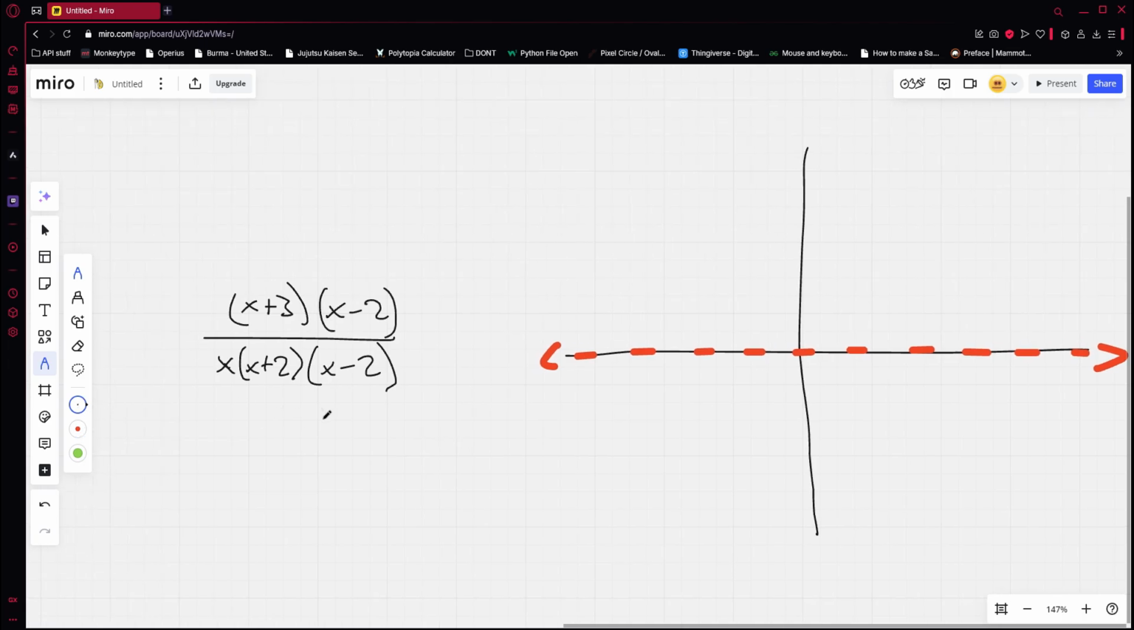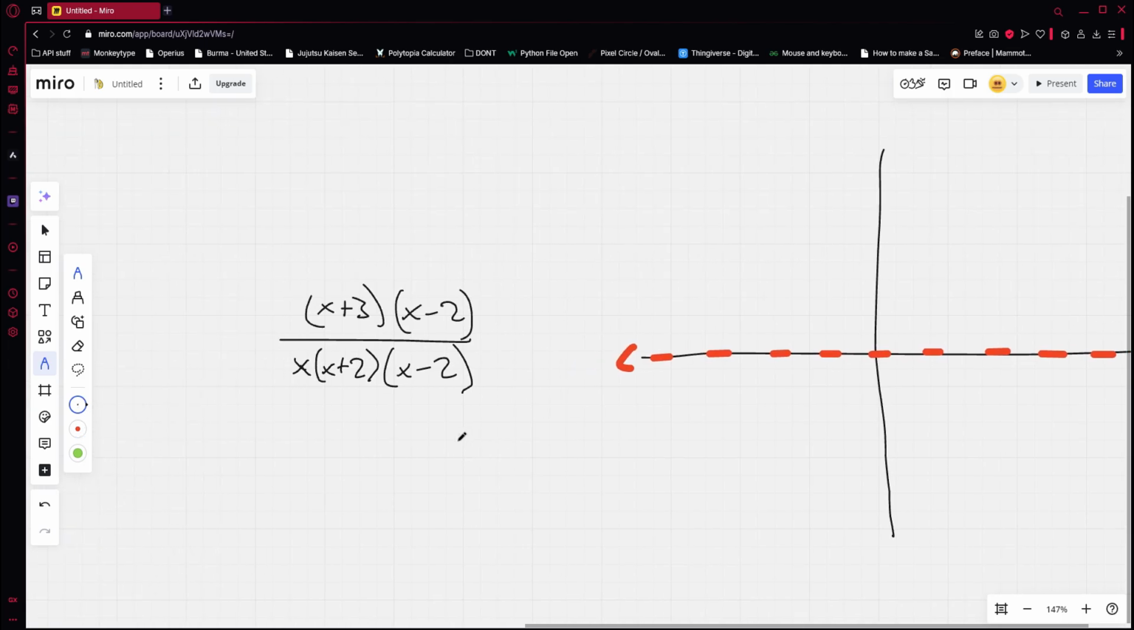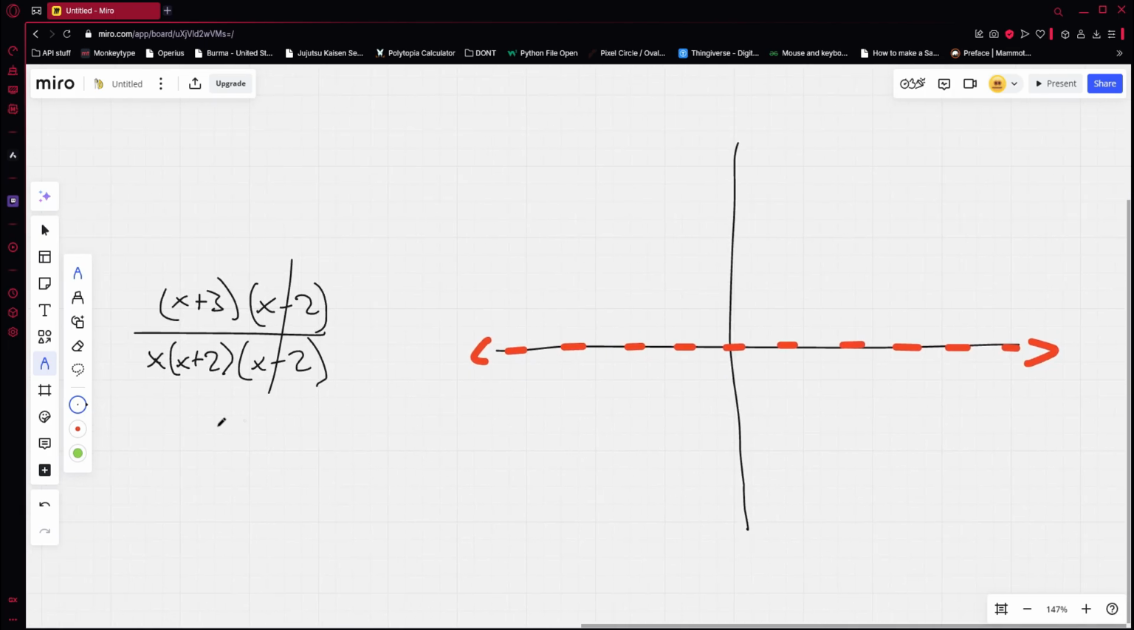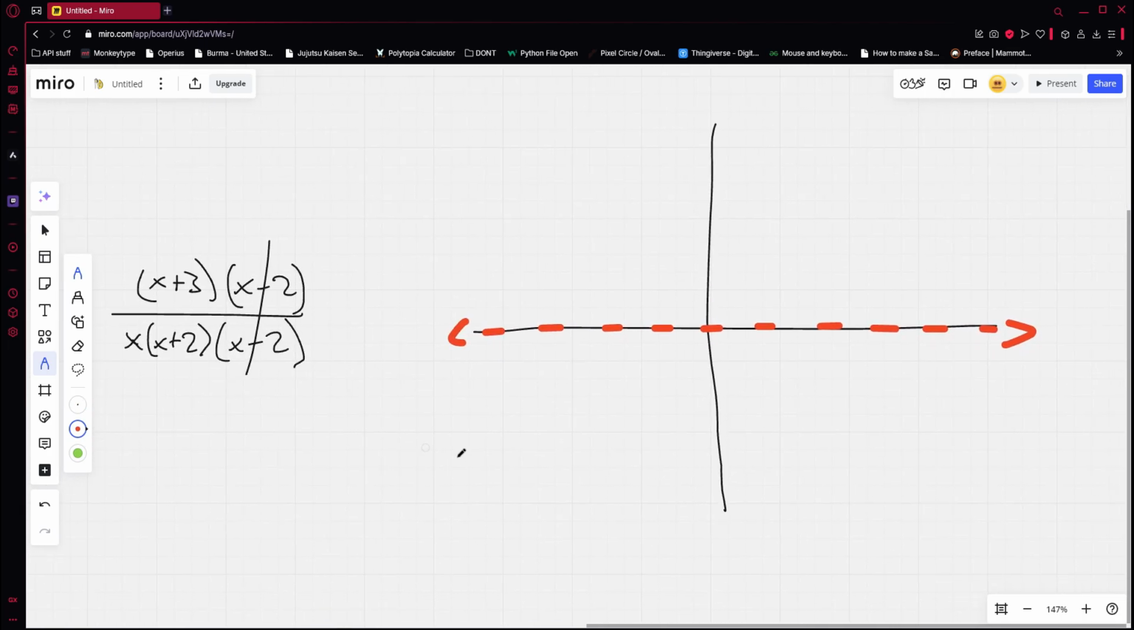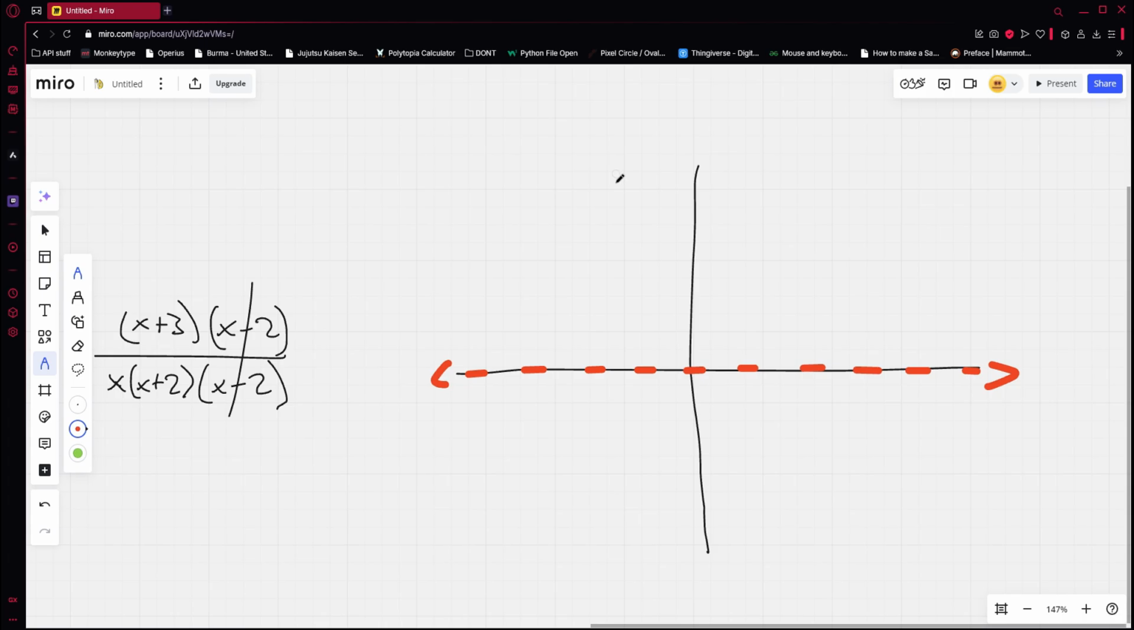Okay, we got that. Next, vertical asymptote. Let's look at the bottom. This cancels out, and we have x, and we have x plus 2, or x equals -2 and 0. So we're going to go x equals -2 right here, and x equals 0. Right like that.